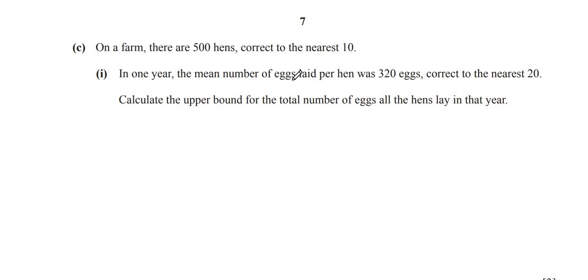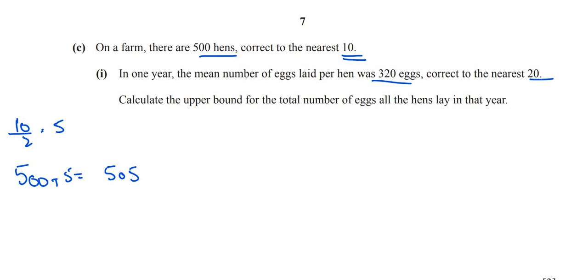Okay, so first of all, let me calculate the upper bound and the lower bound for you guys. Let's calculate the upper bound for the number of hens. So we will do 10 divided by 2, which is 5. So the upper bound for the number of hens is 500 plus 5. It is 505.